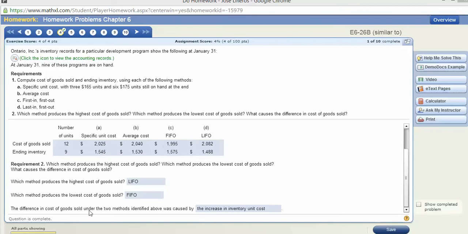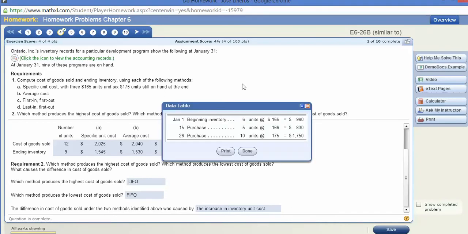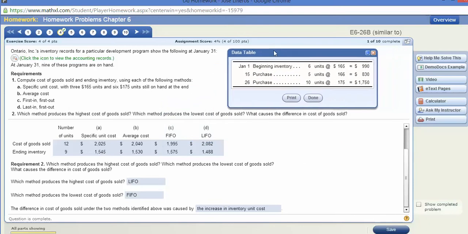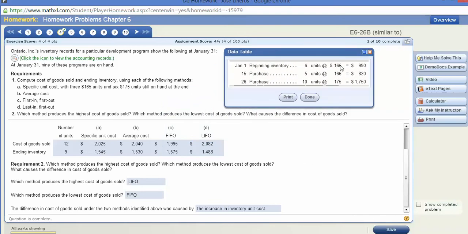The difference in cost of goods sold under the two methods identified was caused by the increase in inventory costs. So if you look here at the layers, again, back to the layers as the anchor that helps us, you notice that the price is slowly increasing from the beginning layer of 165 to the middle of the month 166 to the end of the month almost 175. Well, if we're selling from this lower layer, we're having a higher cost of goods sold. That's why we have higher cost of goods sold.